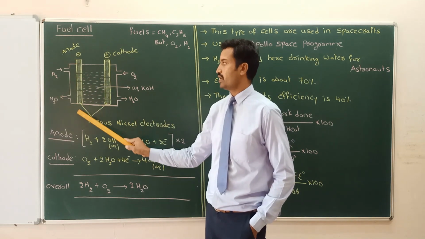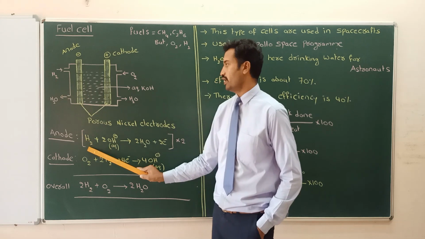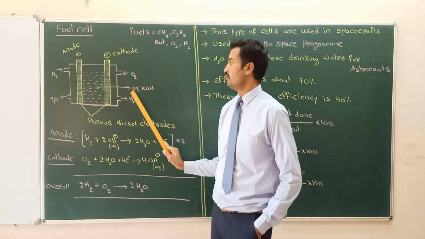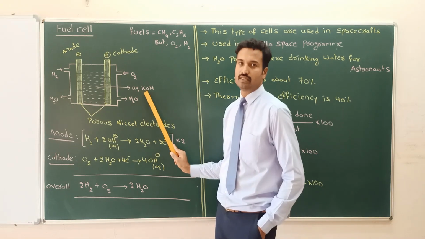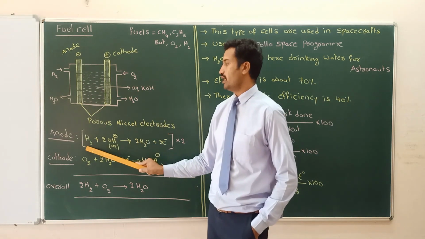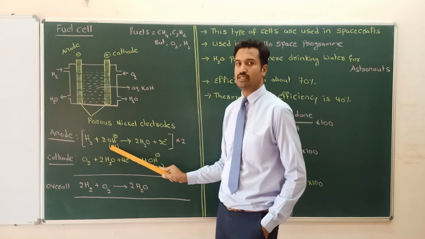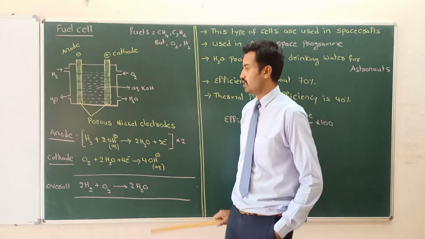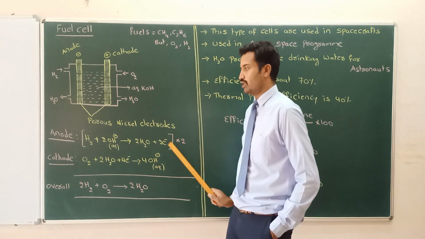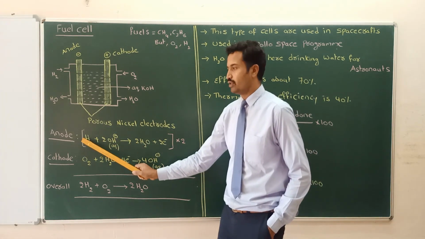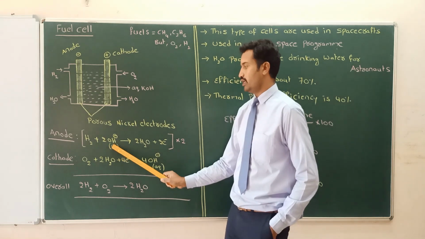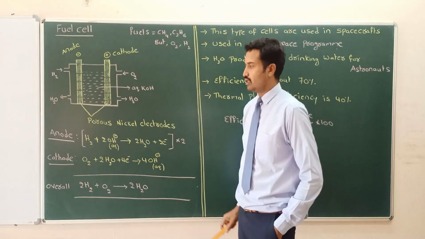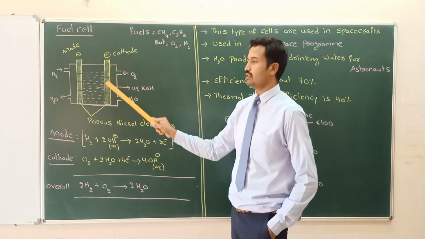At the anode, we are passing hydrogen, which reacts with OH minus from the aqueous KOH. OH minus gives H2O by releasing electrons. Multiplying this equation by 2, the reaction is 2H2 plus 4OH minus gives rise to 4H2O plus 4 electrons.